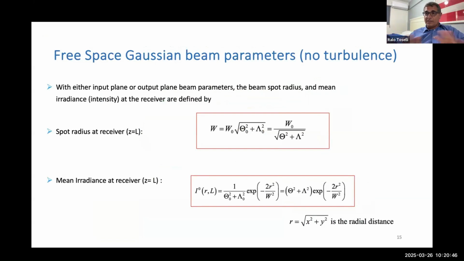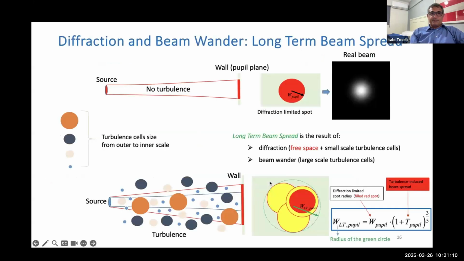I didn't include any turbulence so far in this equation, okay? So this is the spot radius at distance L, basically due only to diffraction in free space. So you have W0, which is the spot size of the transmitter, and then you can express it either way, using the transmitter parameter or the receiver parameter. If you look at the intensity, you can also get this expression here.